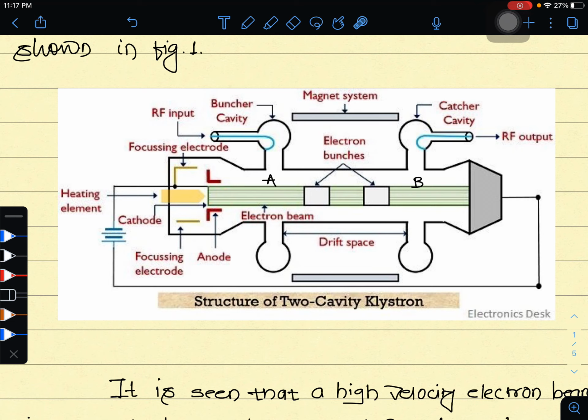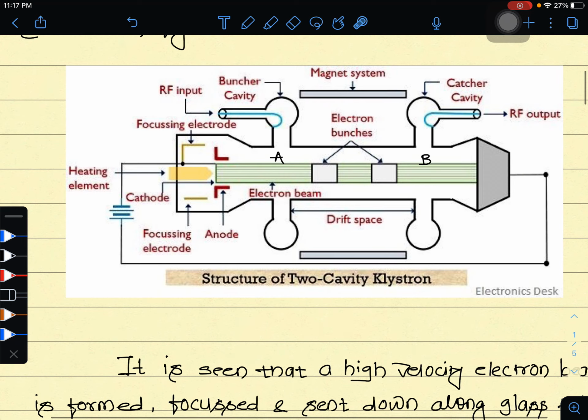Output of catcher cavity. Now, in the case of the first grid, the first grid controls the number of electrons in the electron beam, and serves to focus the beam.